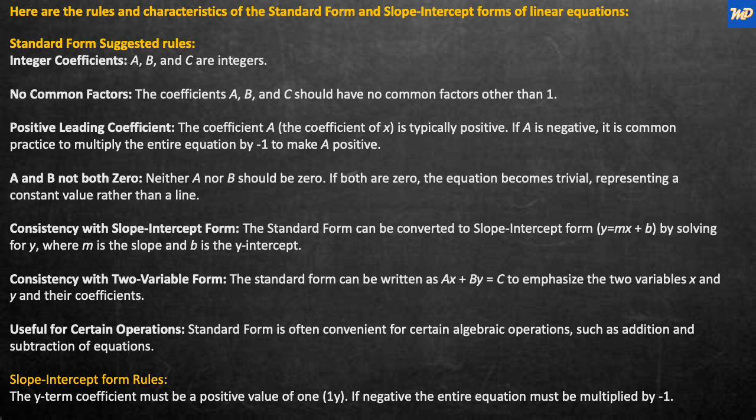Positive leading coefficients. The coefficient of a, or the coefficient of x, I should say, is typically positive. If a is negative, it's common practice to multiply the entire equation by -1 to make a positive. A and b not both 0. Neither a nor b should be 0. If both are 0, the equation becomes trivial, representing a constant value rather than a line.